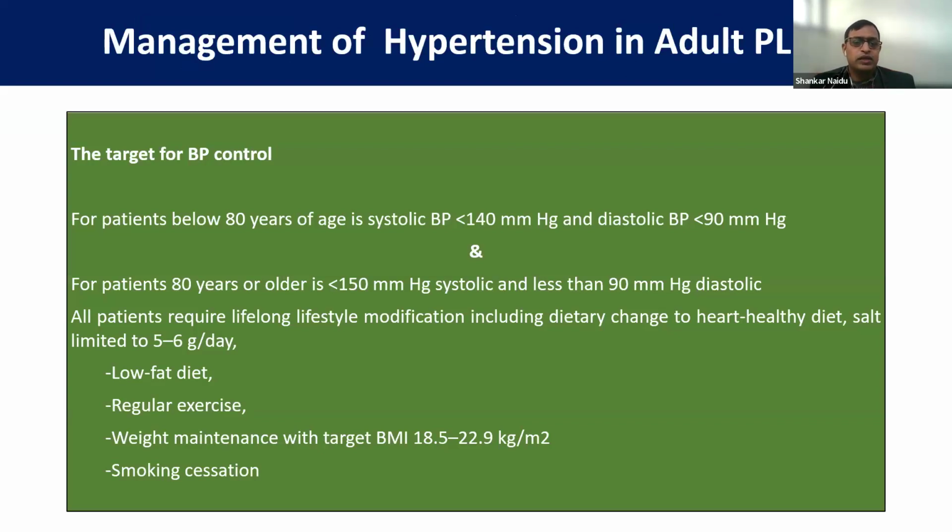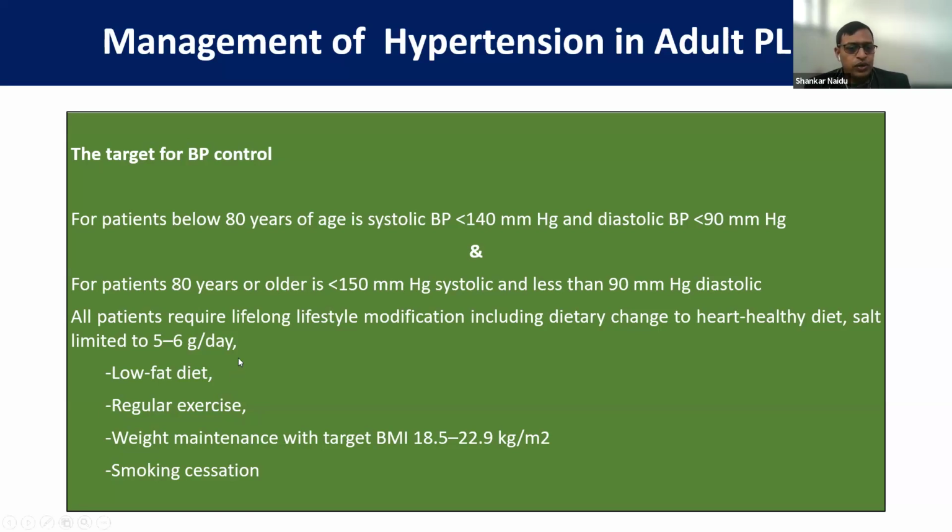So once we screen these patients and do the initial assessment, then we have to start therapy. Then what is the target for our therapy? The target is that for any patient who is less than 80 years of age, the blood pressure should be less than 140 millimeters of mercury systolic or less than 90 millimeters of mercury diastolic. For patients who are older than 80 years, the cutoffs are slightly higher. That is, less than 150 millimeters of systolic is enough. However, the diastolic is the same even if the patient is more than 80 years of age.